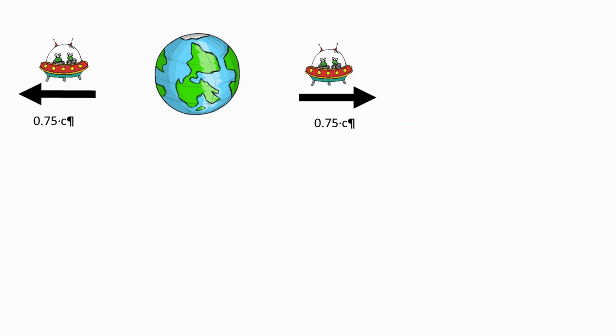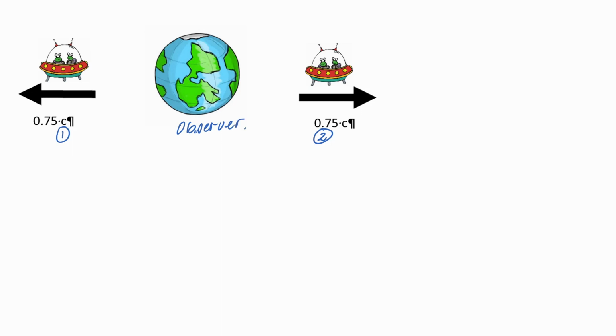Okay, let's try using these equations. Here is my scenario again. The first thing I'm going to do is define which is object 1, which is object 2, and which is the observer. So object 1 here, object 2 here. So I'm looking to find the relative velocity between object 1 and object 2. And here is my observer.